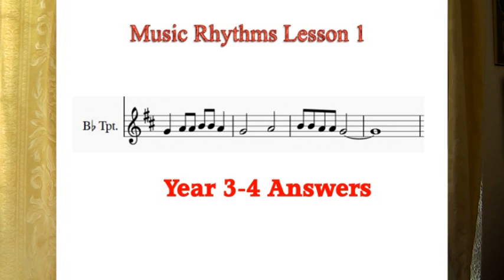Then in the second bar, we've got 2 minims worth 2 beats each, so there's another 4 beats there. In the third bar, we've got 2 more pairs of quavers, so that's another 4 halves. So 4 times a half is 2. And then at the end of that third bar, we've got a minim, which is 2 beats.